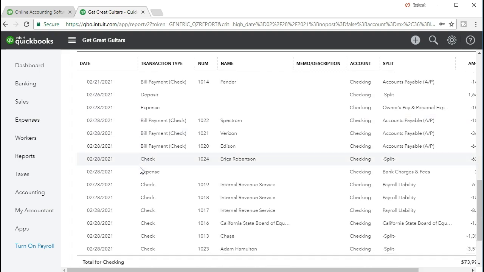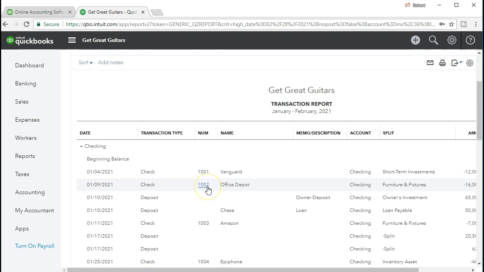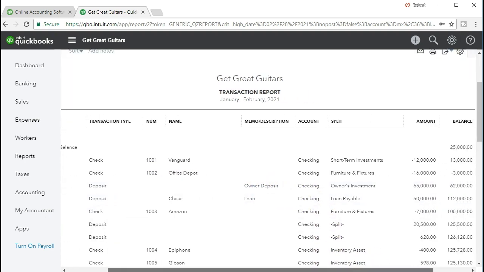It's a deposit or a check or an expense. It gives us the number if we have it, account numbers or check numbers, the name if we have a customer or vendor, a memo if we were nice enough to write one, the account and the split account. It tells us what other account is affected. There will be at least one other account each time. And it gives us the amount and a running balance.